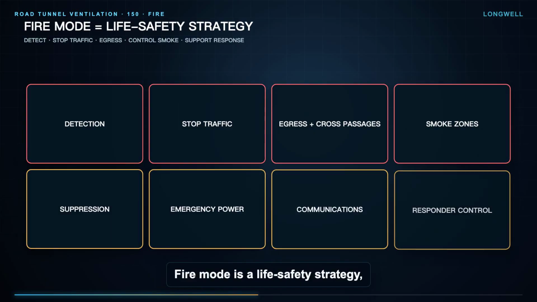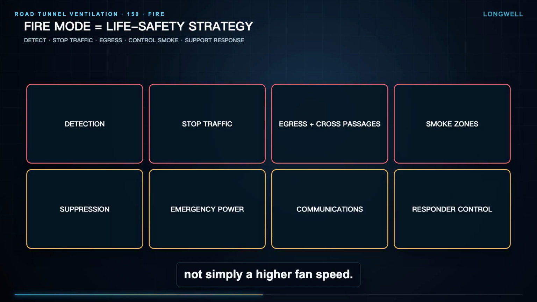Fire mode is a life safety strategy, not simply a higher fan speed. Coordinate detection, traffic stopping, egress and cross passages, smoke zones, makeup and extraction paths, suppression, emergency power, communications, firefighter access, manual control, and failure states.